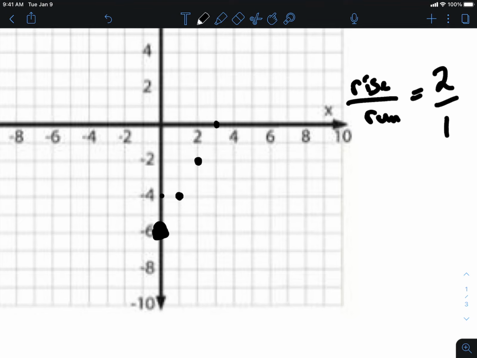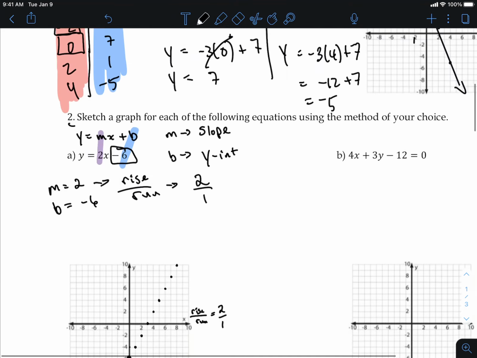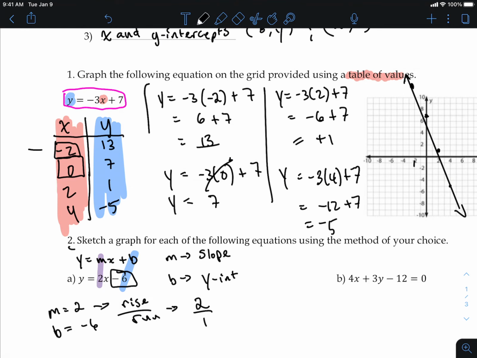Up 2, right 1. Keep repeating that. Look how many points I just found. I just found like, I don't know, 2, 4, 6, 8, 9 points. 8 points in less than 10 seconds. Whereas if I use the table of values method, look how long it took me to find 4.